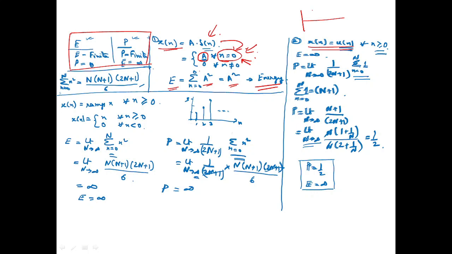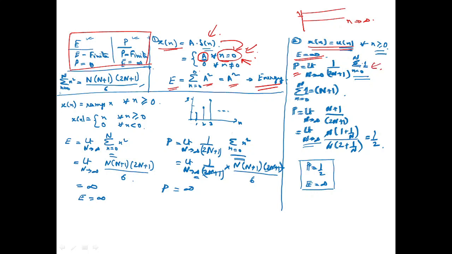Then we have x[n] equals u[n]. I have already told you, it will have an amplitude of 1 till n tending to infinity. It is given for n greater than or equal to 0. So the energy here is infinite, because it is continuing from 0 to infinity. Again, if you do the summation, it will be infinite. So the power of this signal is given by the limit of capital N tending to infinity of 1 by 2N plus 1, summation of n equals 0 to N of 1.